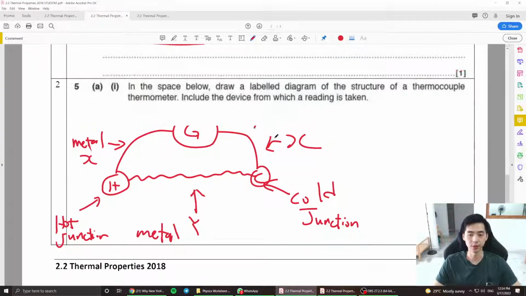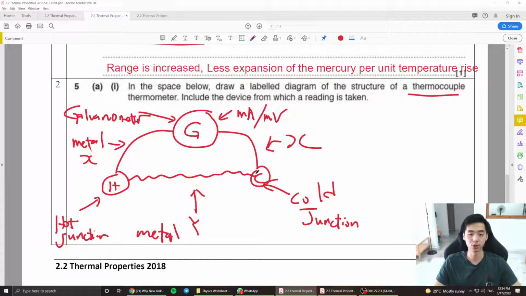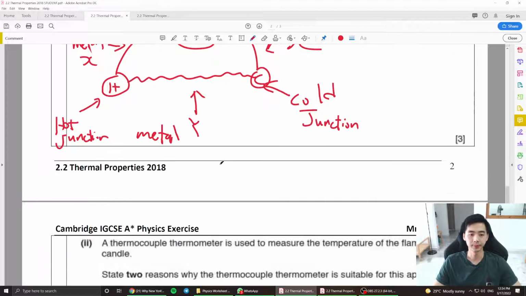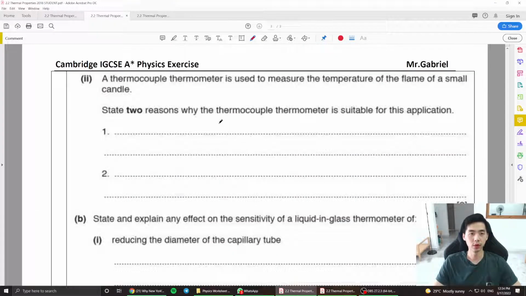Alright, so this is how you're supposed to do it. Galvanometer, hot junction, cold junction, metal X, and also metal Y here. Alright. Then moving on to this next question here.